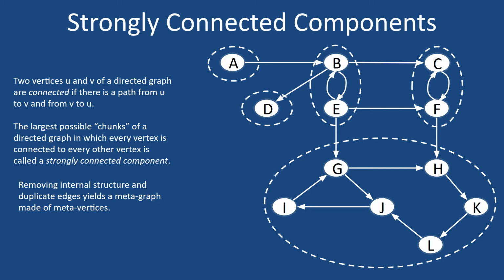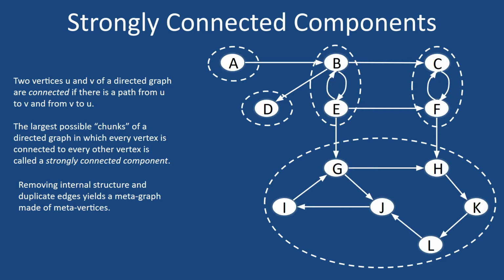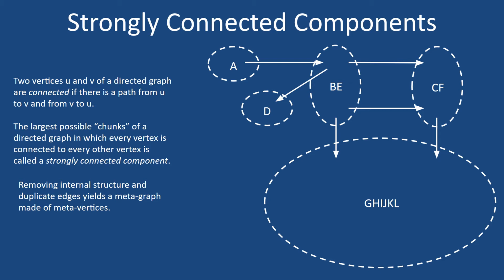Some terminology. After you've identified the strongly connected components, if you ignore the internal structure, so I got rid of all the arrows, the edges, and the vertices inside those strongly connected components, and then I get rid of duplicate edges between components, like there's 2 from BE to CF, so I get rid of one of those. What remains is a DAG. So the strongly connected components algorithm is a way of abstracting away from the structure of a directed graph and viewing the thing as a DAG.